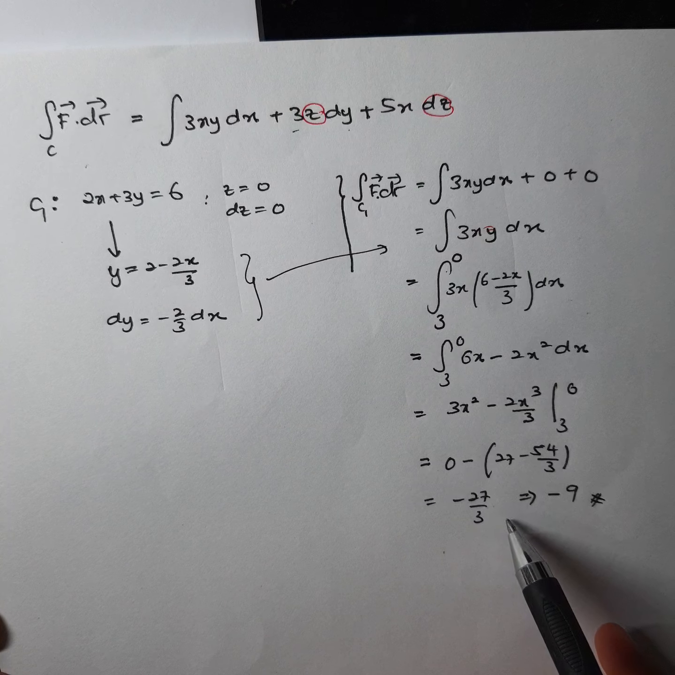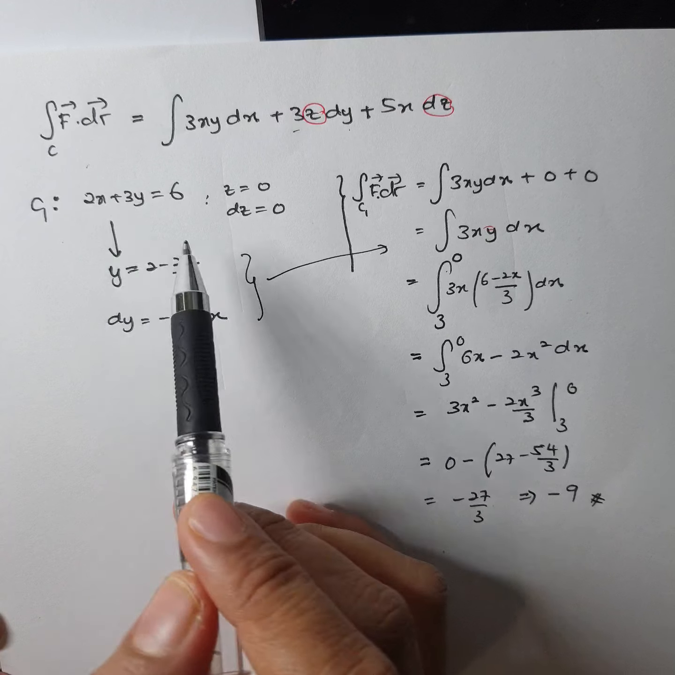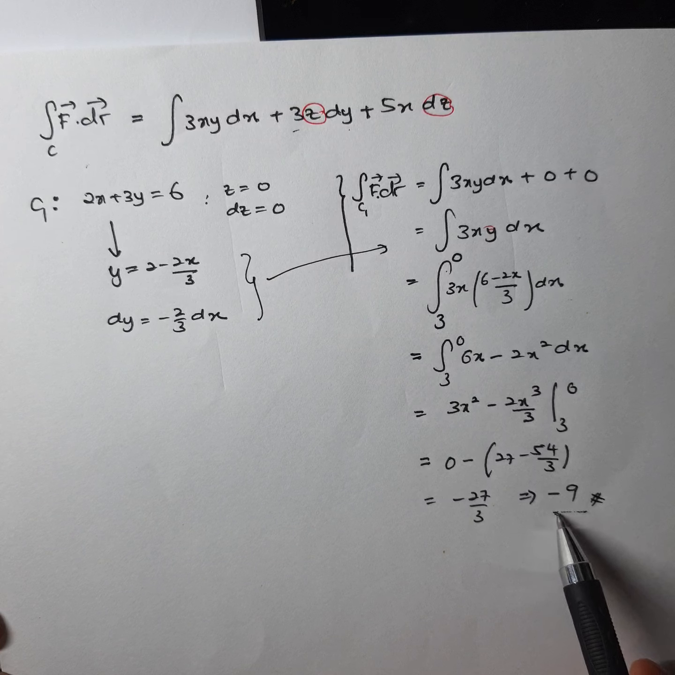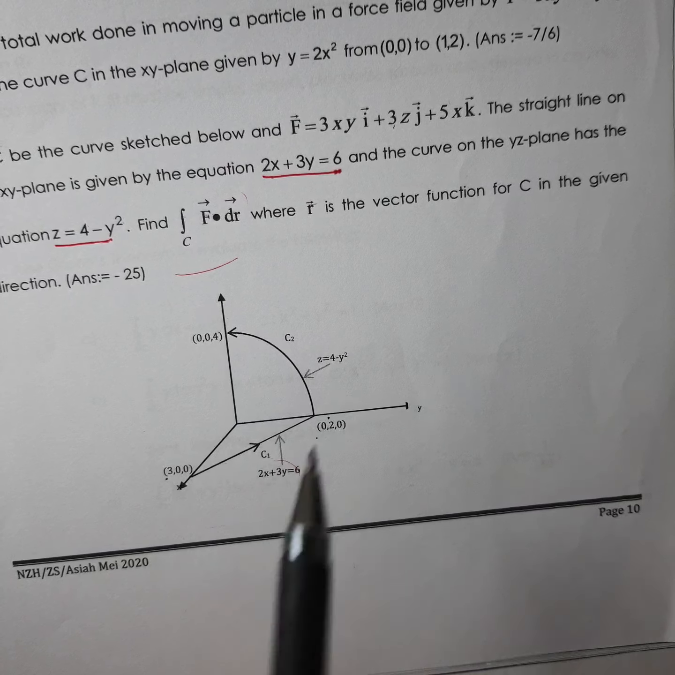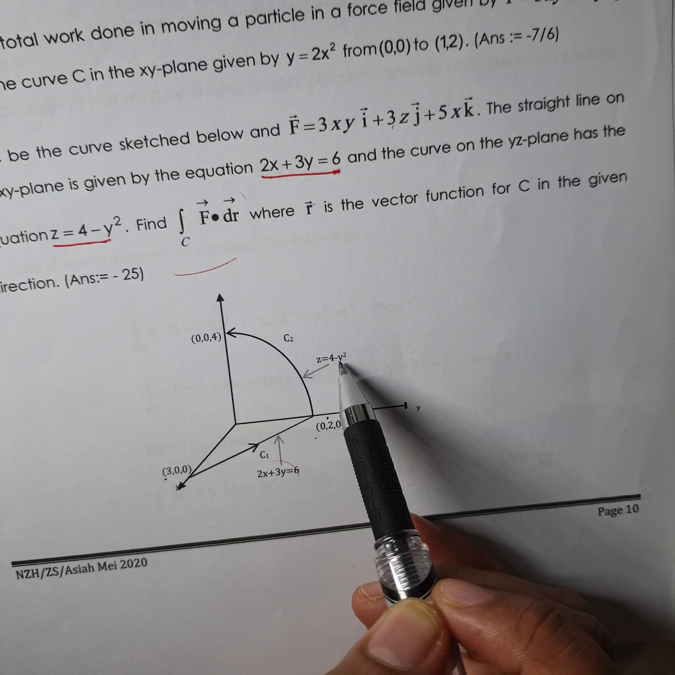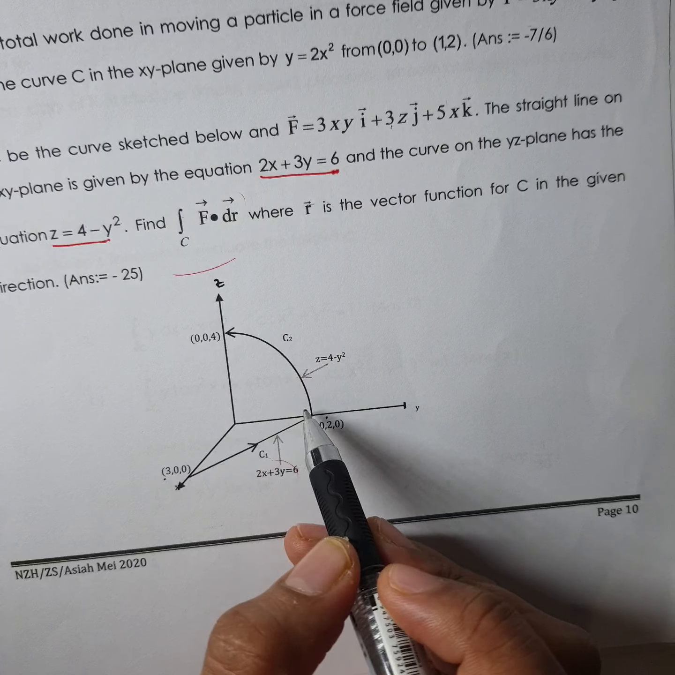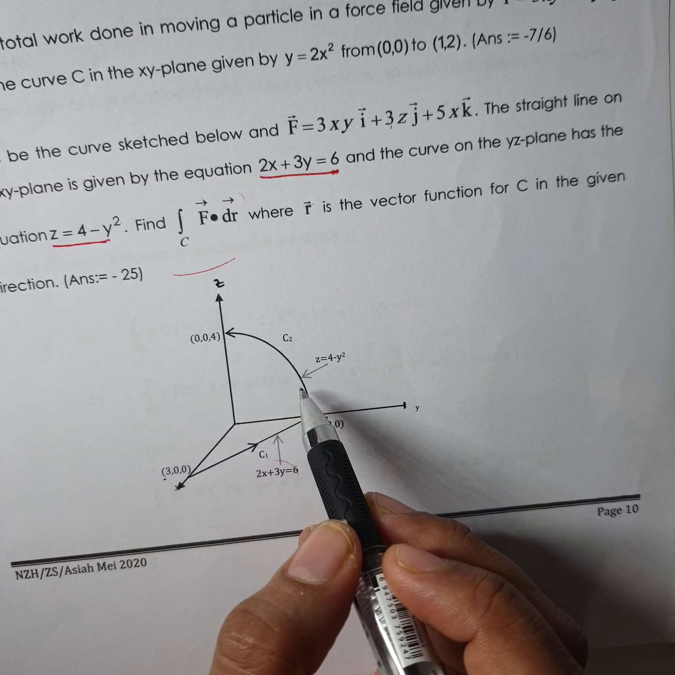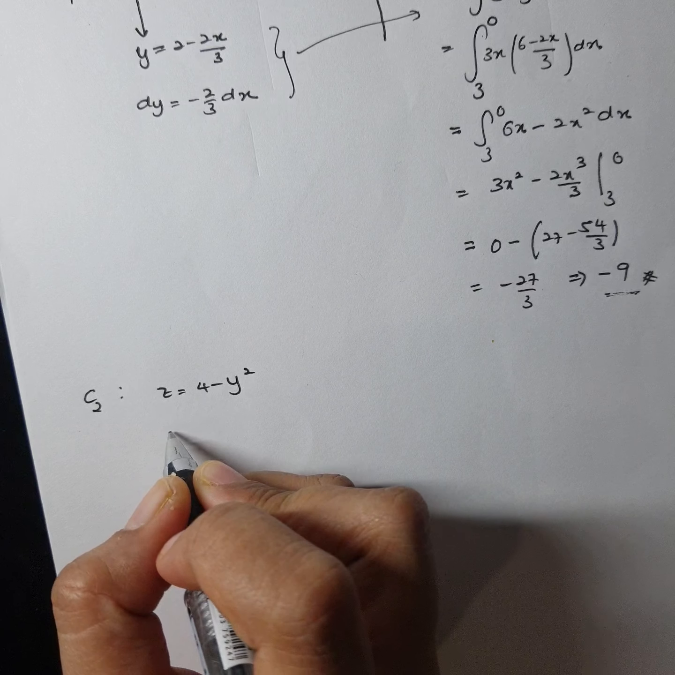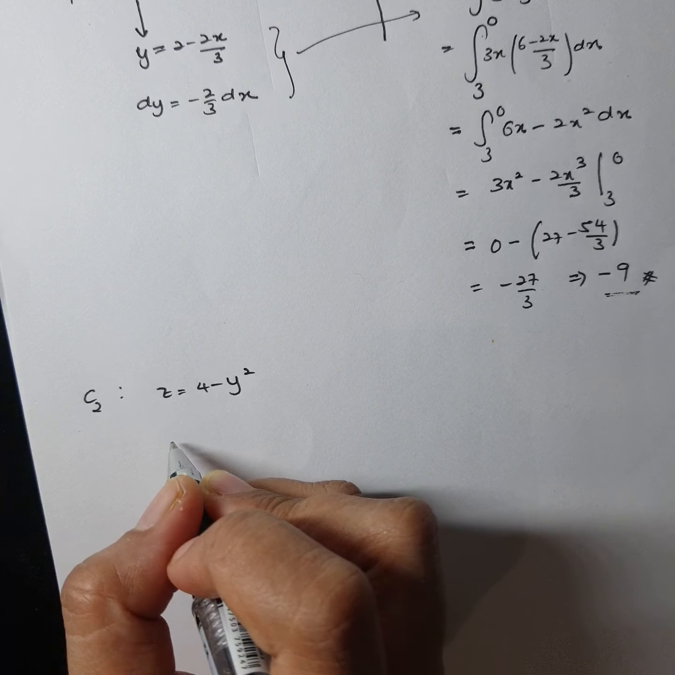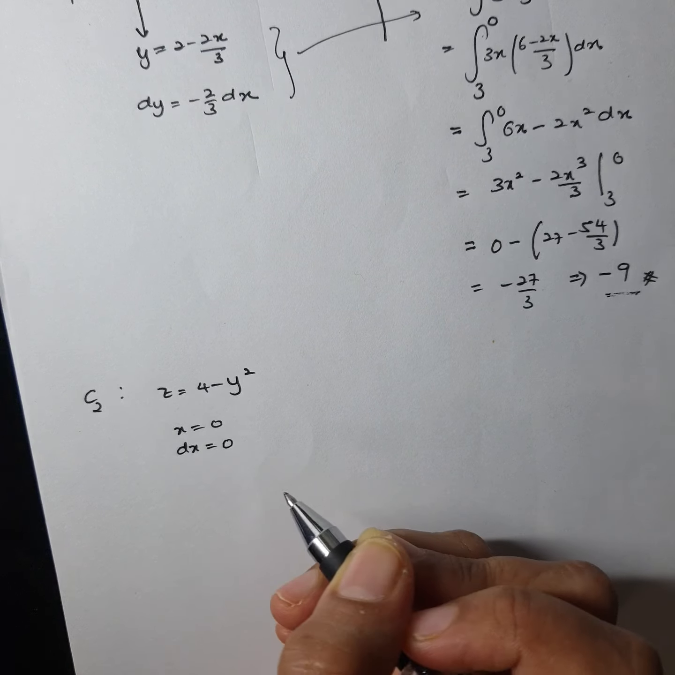Alright, so you proceed with the steps of integration. In the end, you will have the line integral for C1, the first path, equal to negative 9. Okay, so now we're going to do the second path, C2. Okay, the path C2 is z equals 4 minus y squared. It lies on the yz plane here. So on the yz plane, you have to know that x is zero, and dx is zero also. So in this case, x is 0, your dx is zero also.